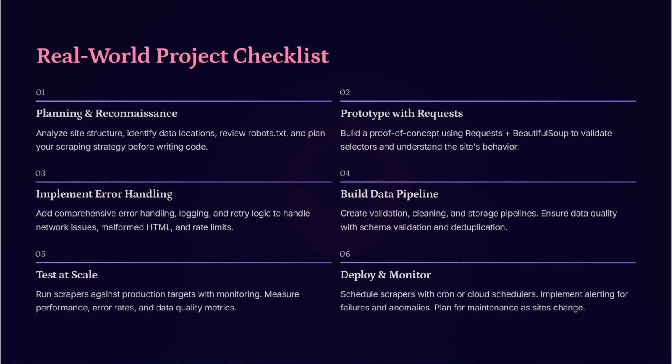Begin by analyzing the site structure and reviewing robots.txt to plan your scraping strategy. Prototype with requests and Beautiful Soup to validate selectors. Implement error handling and logging to manage network issues. Build data pipelines for validation and storage. Test scrapers at scale, monitoring performance and error rates. Finally, deploy with scheduling and alerting for ongoing maintenance.